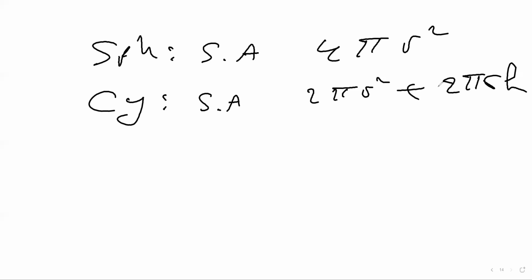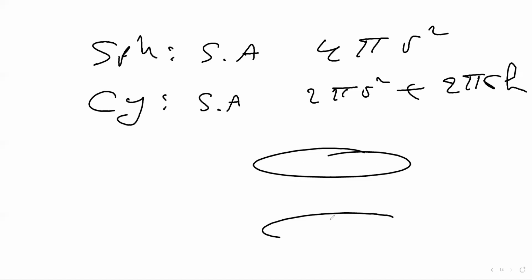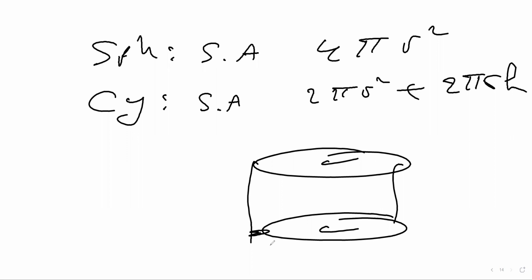About the cylinder, they asked what is the surface area? The cylinder has two circles, at the base is a circle. I have two circles, so that's why 2 pi r squared. They asked then to find the surface area after I remove the top and the bottom circle. What remains? Pi r h, 2 pi r h.